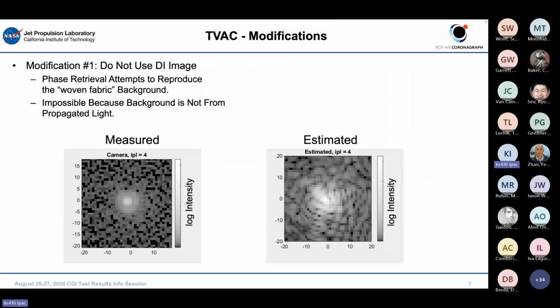Okay, so that's in a nutshell how the phase retrieval works and some of the known discrepancies, sources of error that we would expect to have in TVAC, on CGI. So now I'm going to talk about TVAC itself. And the first biggest surprise was the quality of the direct image.